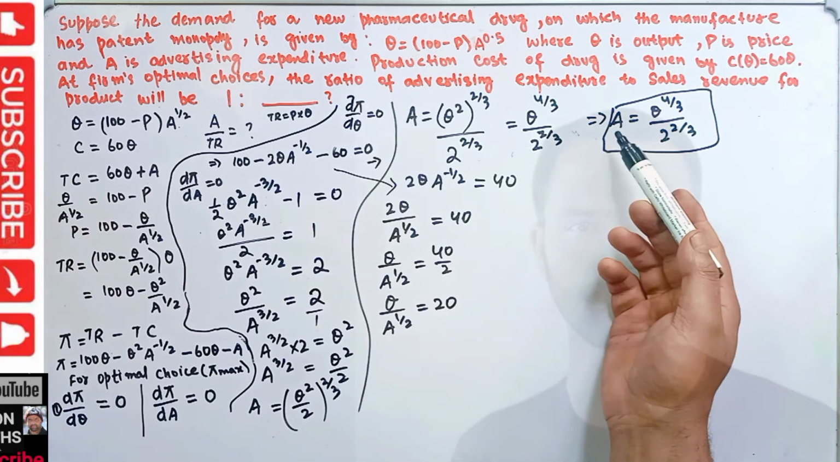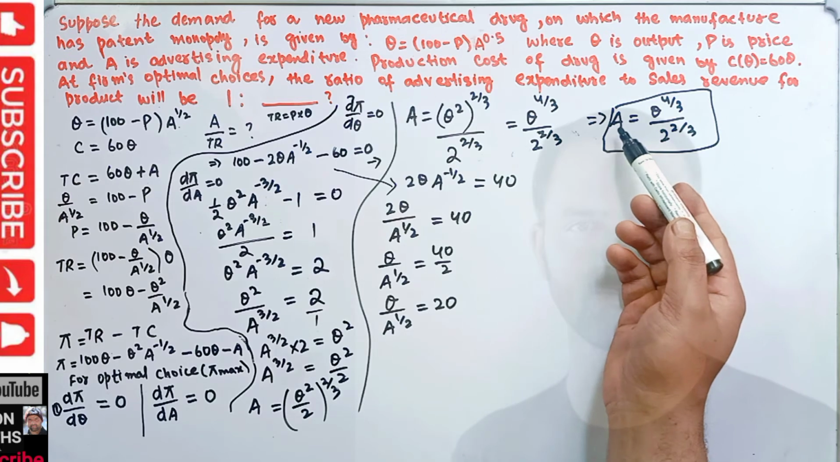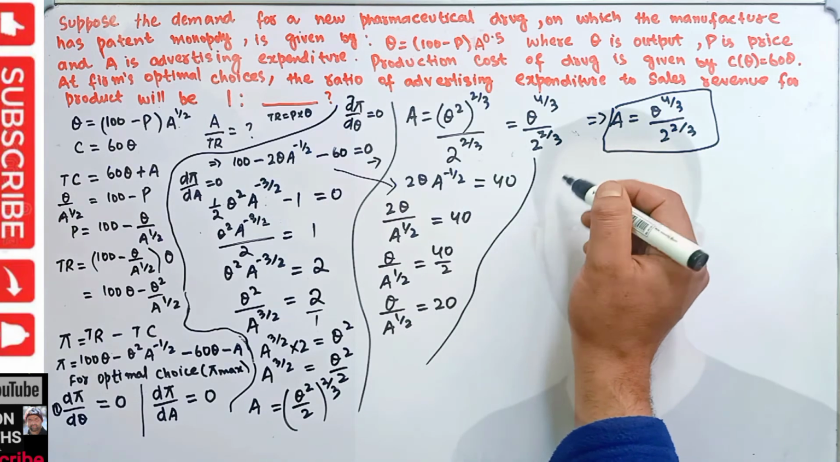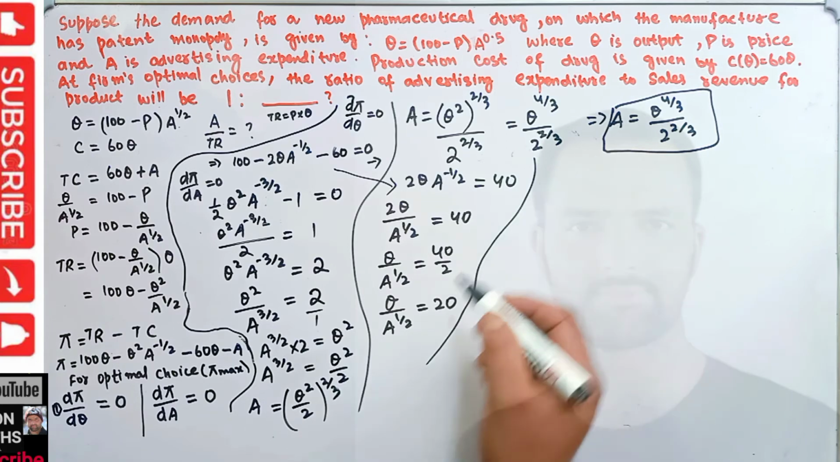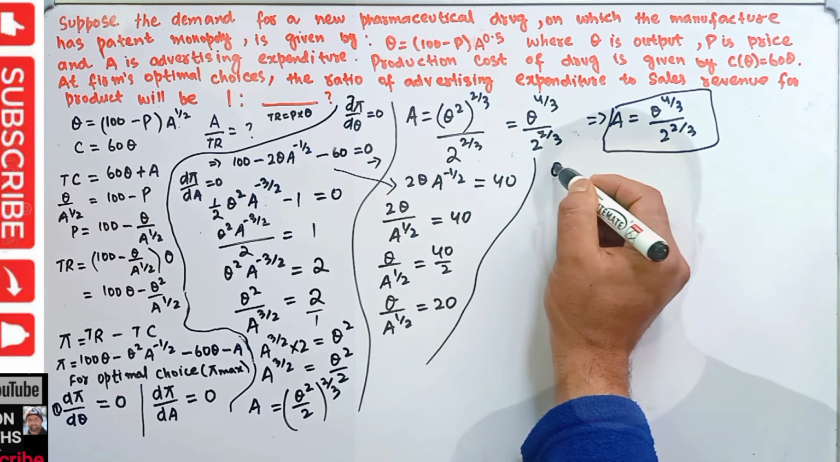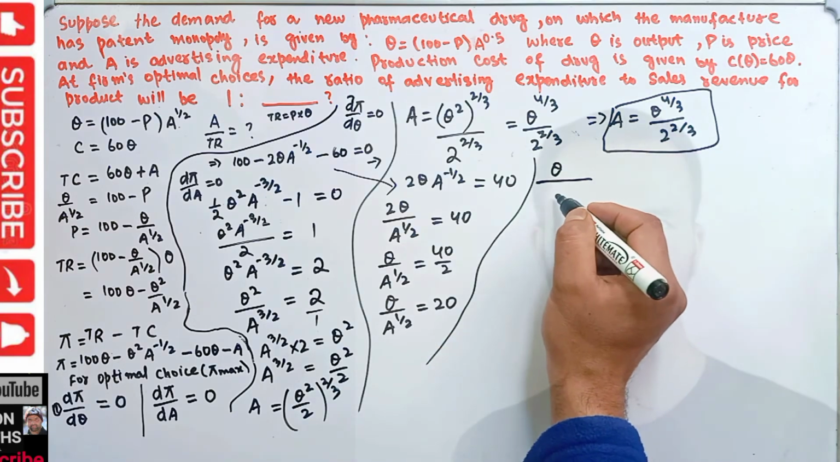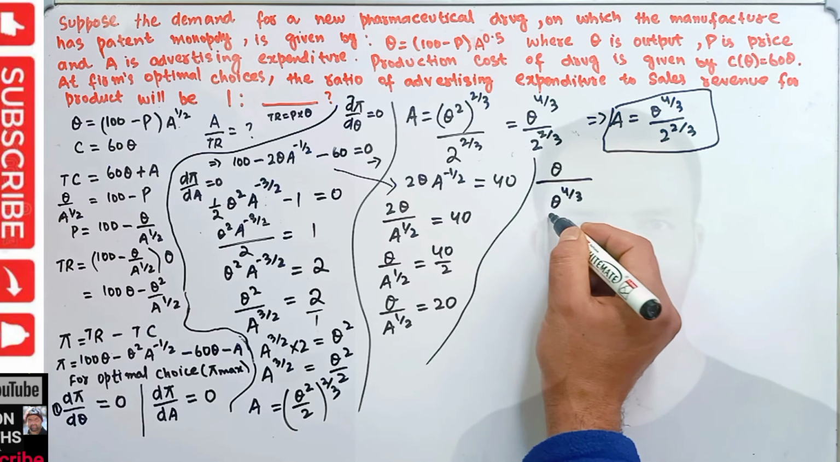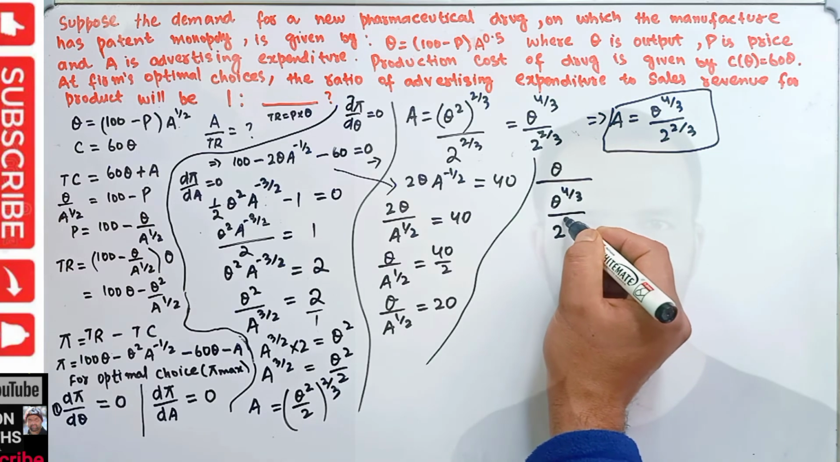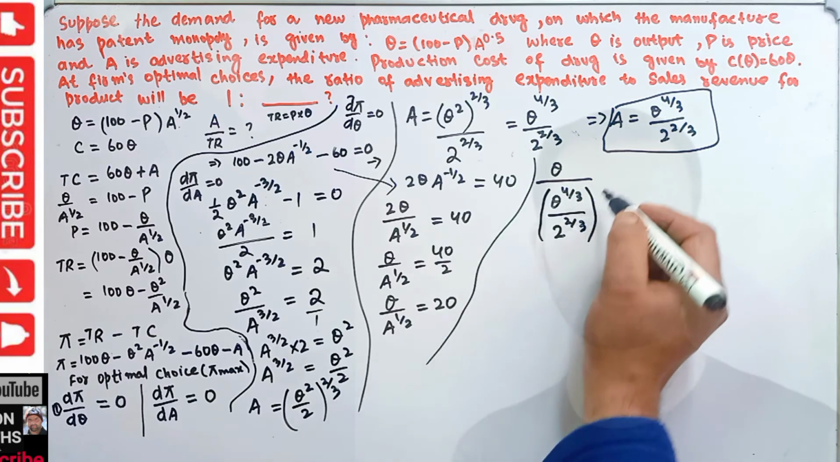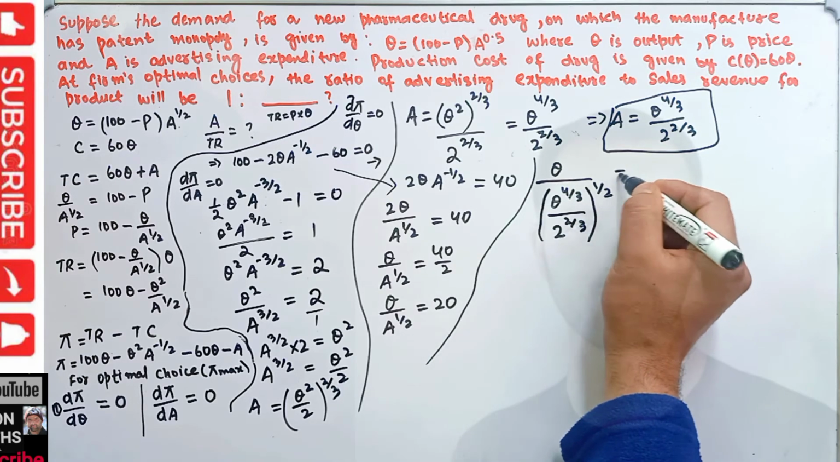Now what is the value of a? Just plug the value of a in this equation. So we have q upon, in place of a I will write this very expression, that is q to the power 4 upon 3 divided by 2 to the power 2 upon 3, and we have 1 upon 2 here, is equal to 20.